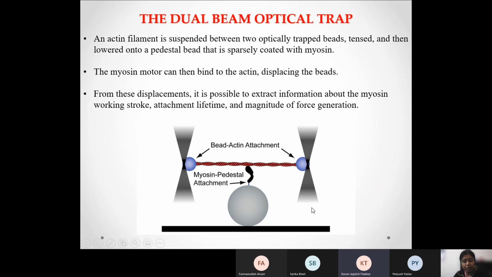Then they had a cover slip or a slide with beads on it, and on top of those beads we have attached myosins, and low numbers of myosins, so that there are low chances that you would have two or multiple myosins acting on the same actin filament. So with this system, they went ahead and the idea is to slowly change the focus of this laser beam so that you lower this actin onto the surface of this myosin so that the myosin can now start to interact with it.